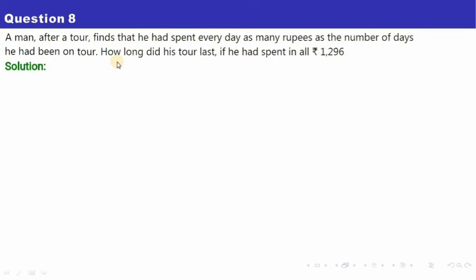Now the main question says, how long did his tour last, if he had spent all rupees 1296. So altogether he spent this much money. That means for how many days he went for the tour, that's what the question is asking you. So let's see how to solve this.